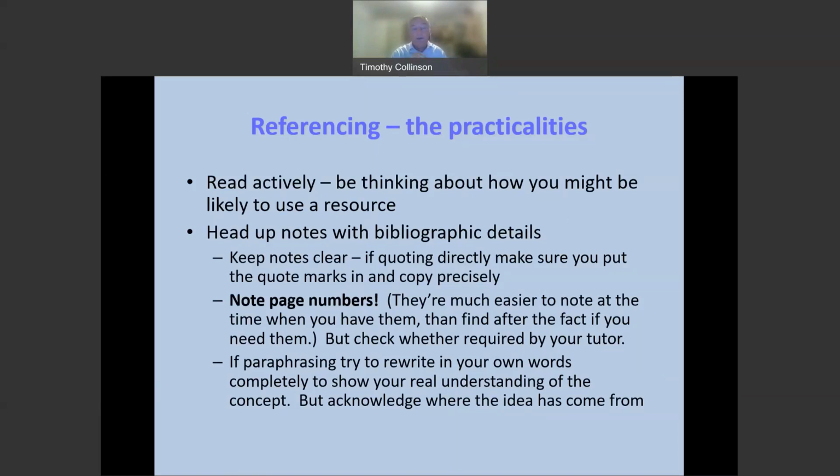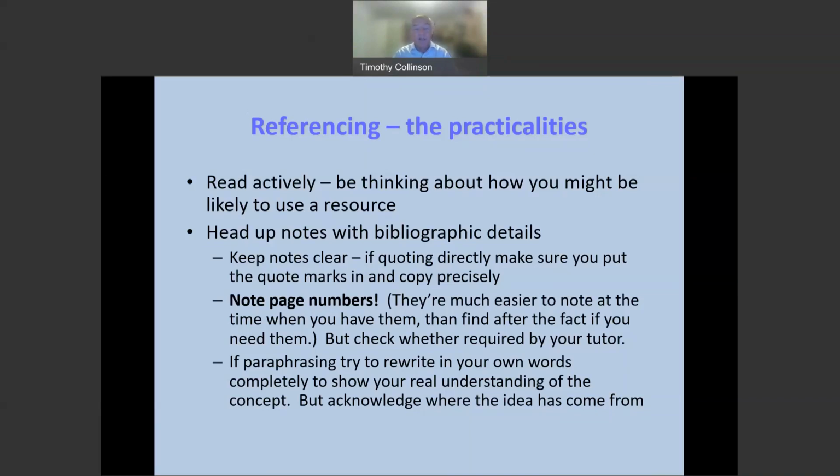Do head up your notes with bibliographic details, keep them clear. If you're quoting, make sure you put the quote marks in, make sure you're copying precisely so that you don't make copy errors. And do note down page numbers. They're so much easier to note at the time when you need them than to find after the fact if you haven't put them in the first place.